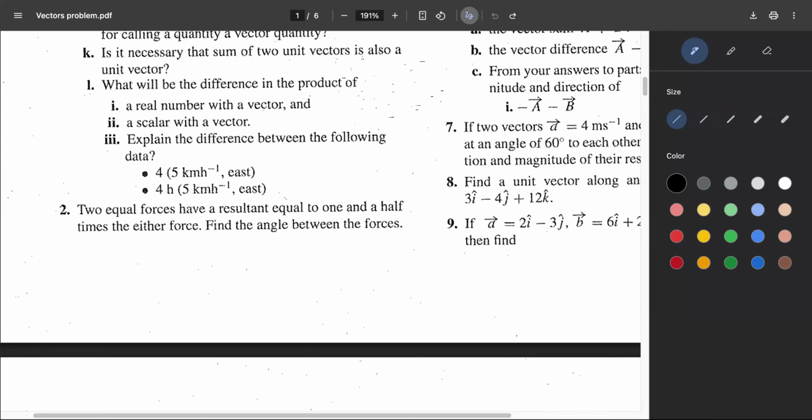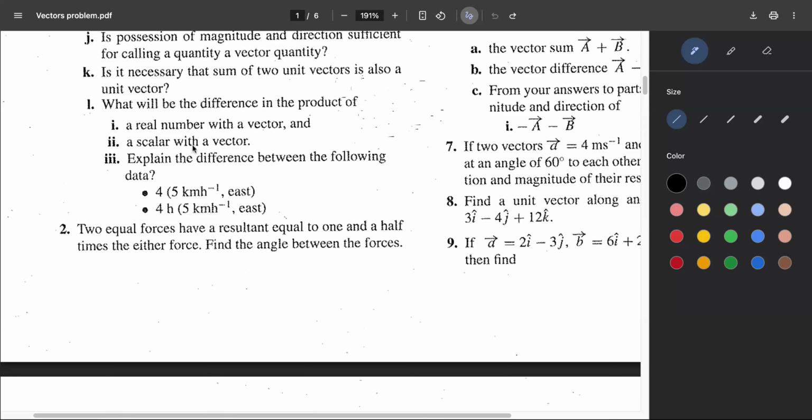So the first thing is the first part, right? They're asking about the product. When you multiply a real number with a vector, let's say initially the vector was 5i, and you multiply by a real number, let's say 2, what happens is the nature doesn't change, just the magnitude changes. Nature remains the same.